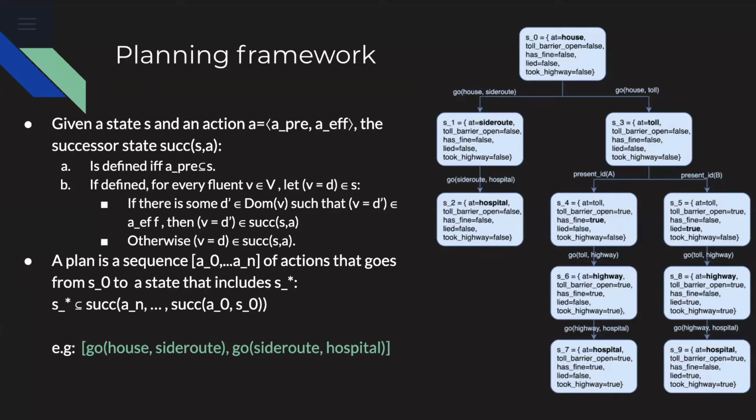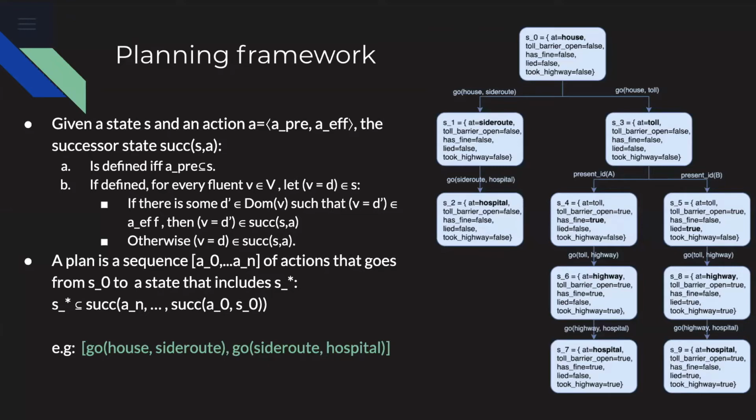So in this STRIPS-like domain, a plan is a sequence of actions that goes from an initial state to another state that should include S star, which is the goal condition. This goal condition should be in the successor of applying all the actions in the plan from state S0, which is the initial state.